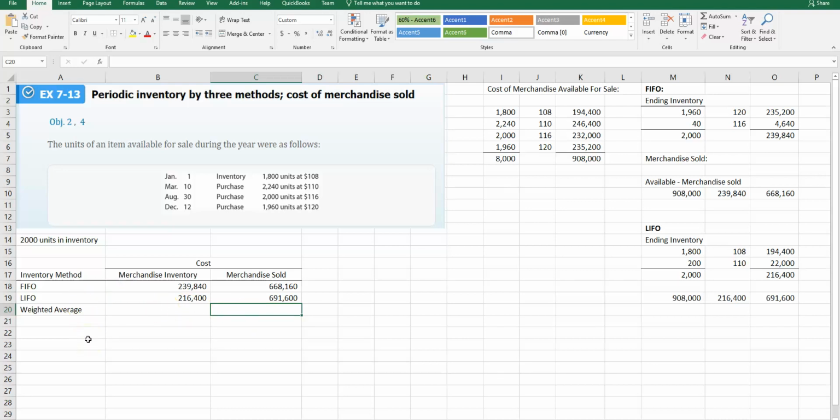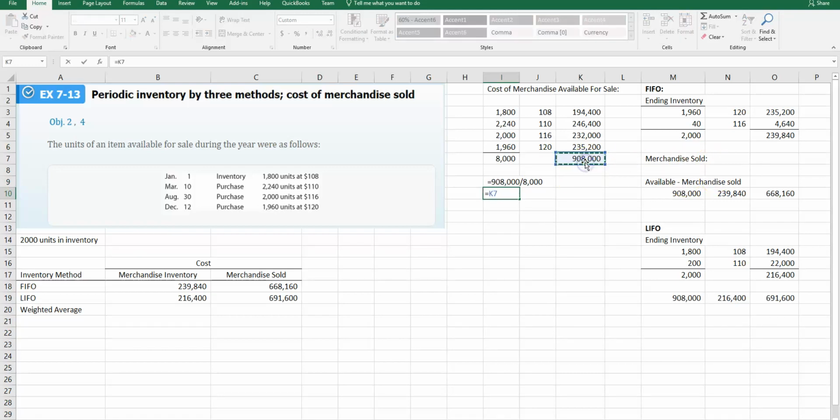Next, we're going to do the weighted average. Okay, let's come back up here and look at what we have. We have 908,000 in total value for 8,000 units. We can just take this 908. Let's see, 908, 1, 2, 3 more zeros. We're going to divide it by the 8,000 units to get an average cost. Okay, so the math here, that divided by that.